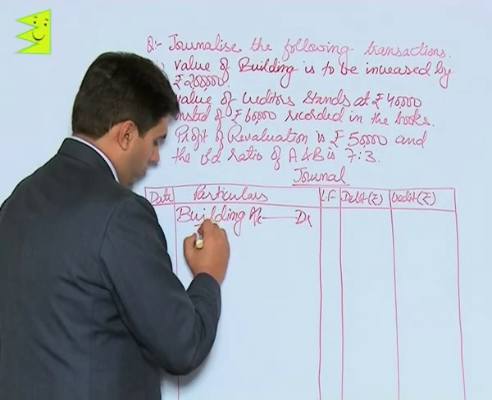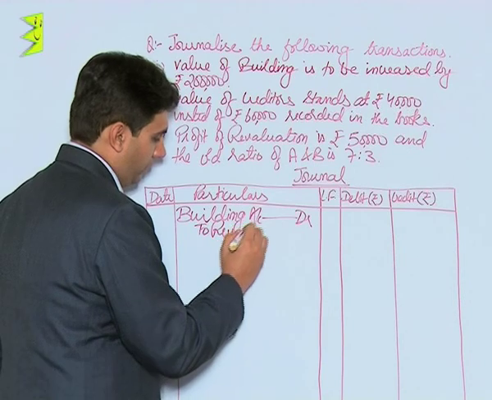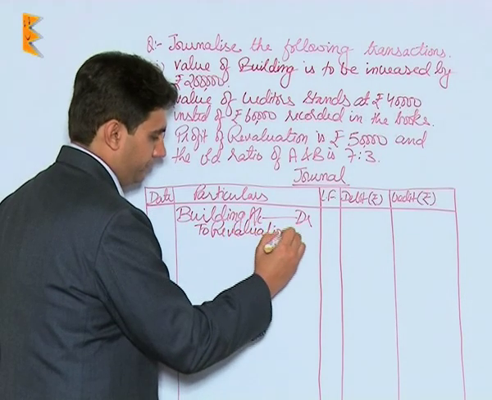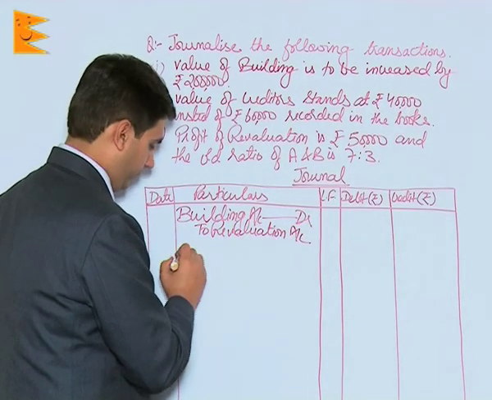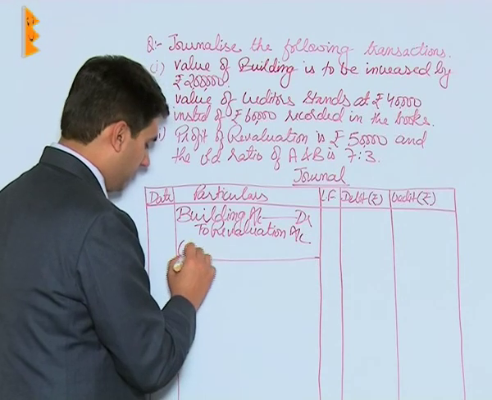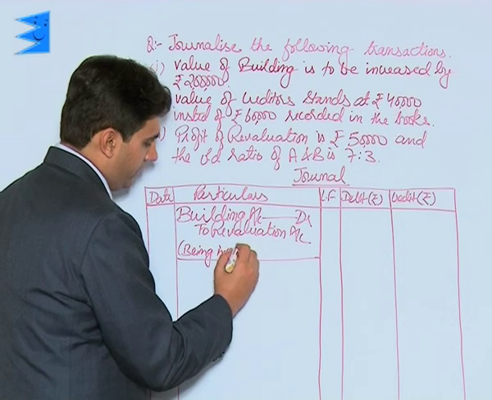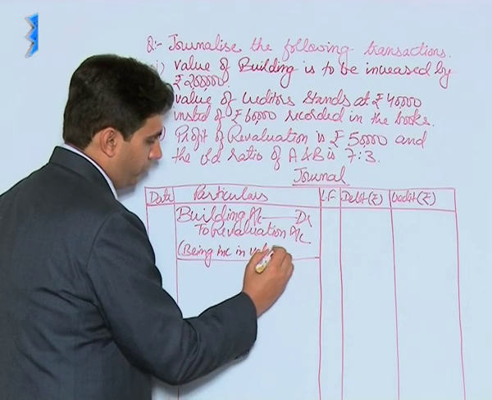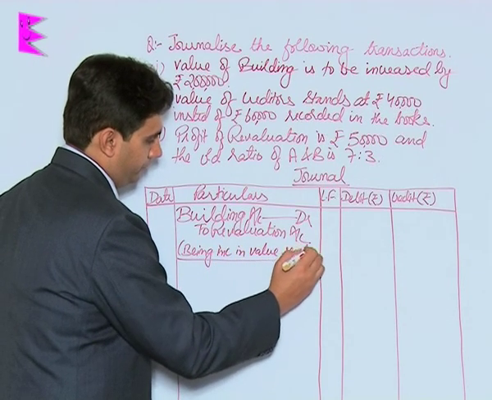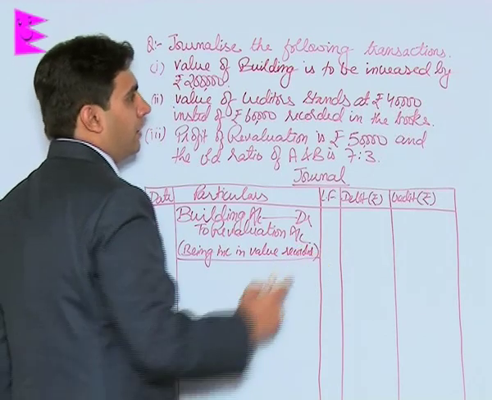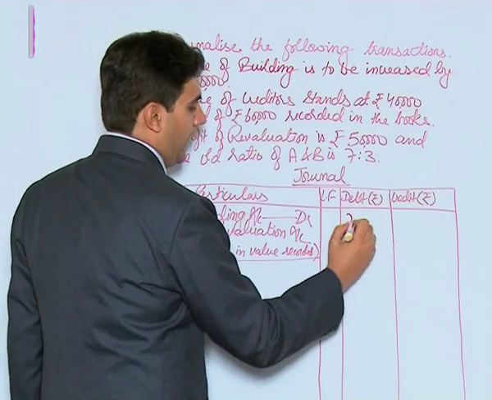to revaluation account. Narration would be being increase in value recorded, and the amount would be 2 lakh.